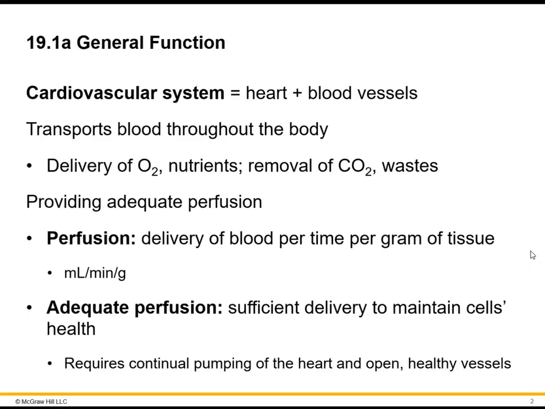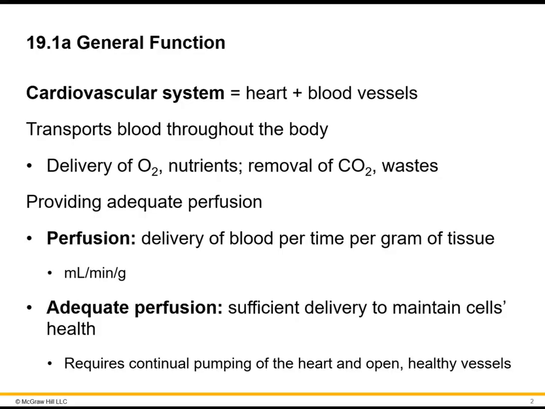Okay, what is the cardiovascular system? Well, strictly speaking, the cardiovascular system is going to be confined to just the heart and the blood vessels. I know we talk about blood during this series of lectures as if it were part of the cardiovascular system, but remember, blood is actually a specialized connective tissue, not a body system itself.